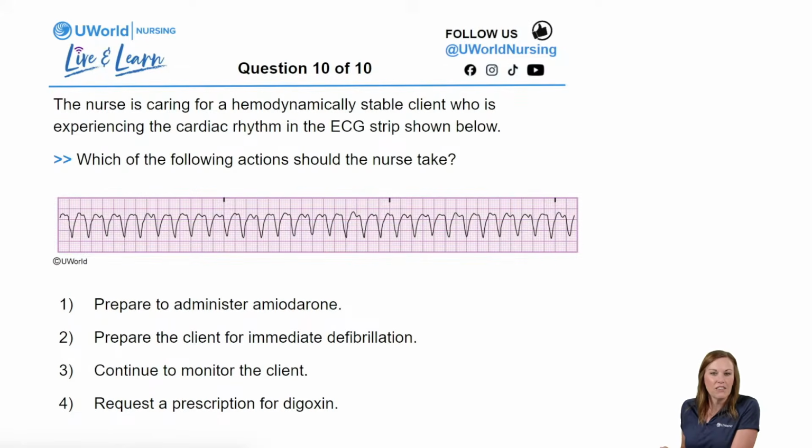The nurse is caring for a hemodynamically stable client who is experiencing the cardiac rhythm in the ECG strip shown below. Which of the following actions should the nurse take? Option 1, prepare to administer amiodarone. Option 2, prepare the client for immediate defibrillation. Option 3, continue to monitor the client. Option 4, request a prescription for digoxin. All right, let us know what you think.